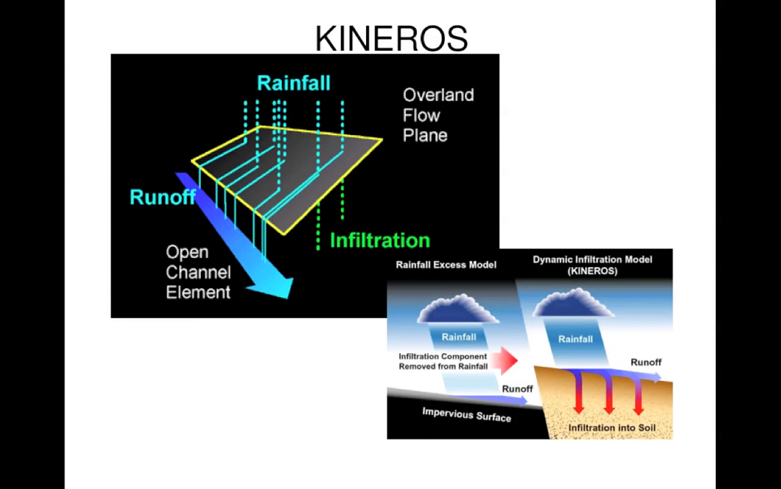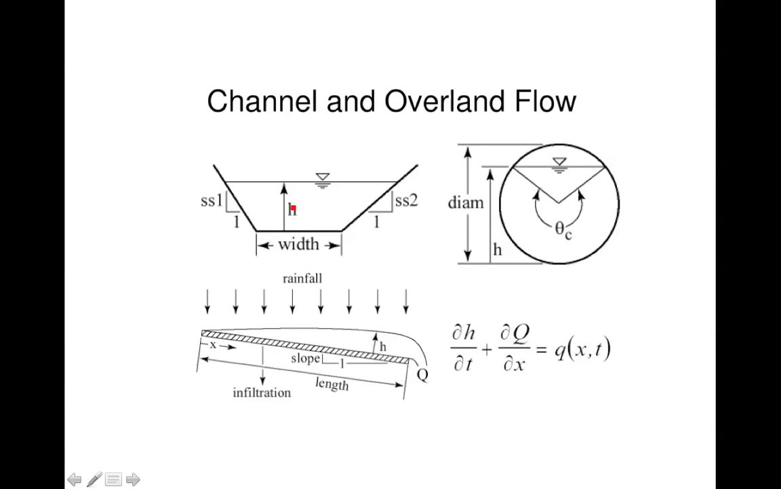There's other models like KINEROS, which is a physically based hydrology model. It simulates hill slopes as these little planes with a constant slope. Rainfall falls on there, it has soil properties which define that hill slope, and then it works out how much runoff is eroding, and then the sediment transport potential. You can define characteristics of your channels and your channel network, and then it uses the kinematic wave equation, which is down here in the bottom right hand corner, to describe the overland flow.